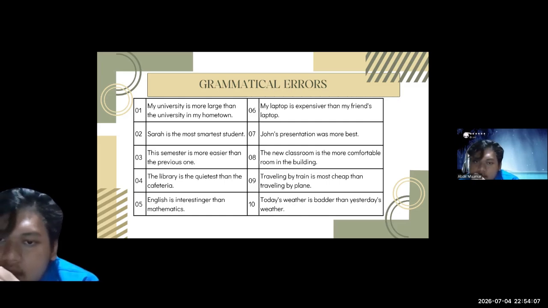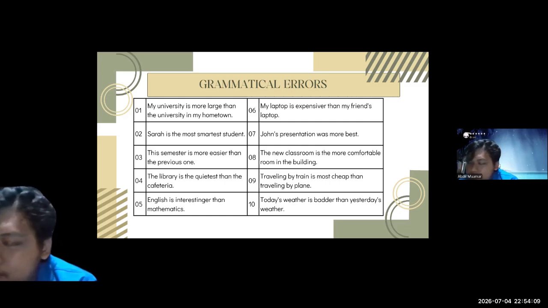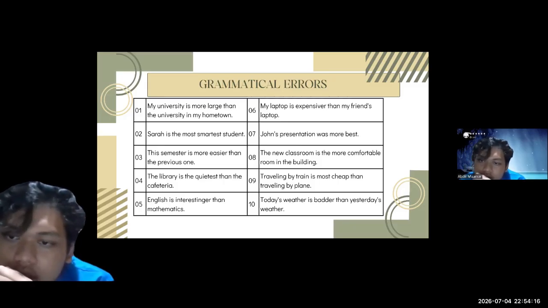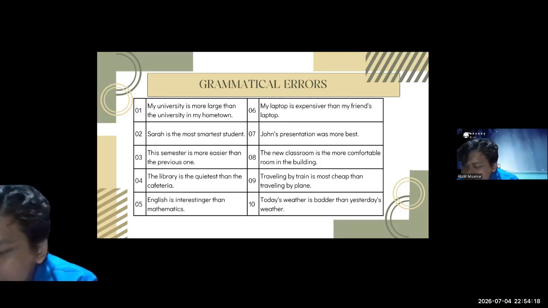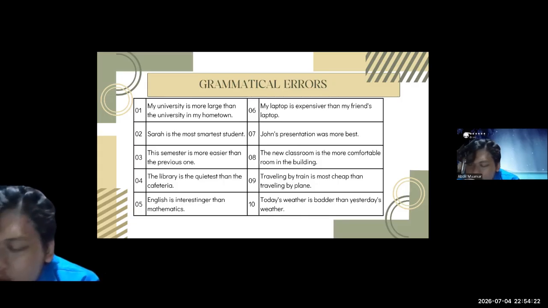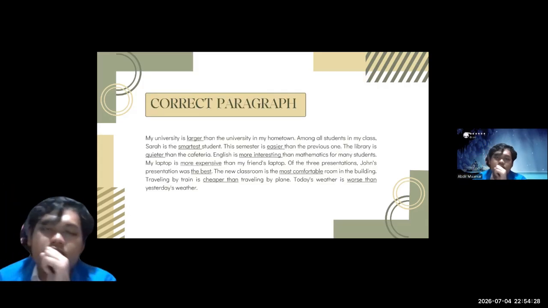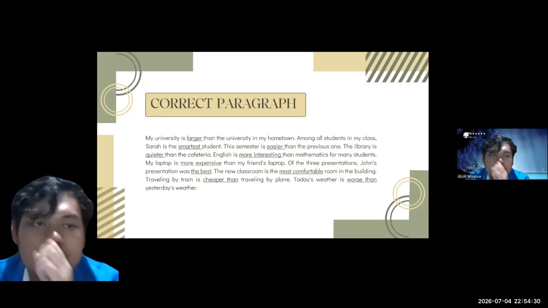Nine, traveling by train is most cheap than traveling by plane. Ten, today weather is better than yesterday weather. Better is the incorrect, illegal comparative. So here is the correct paragraph.